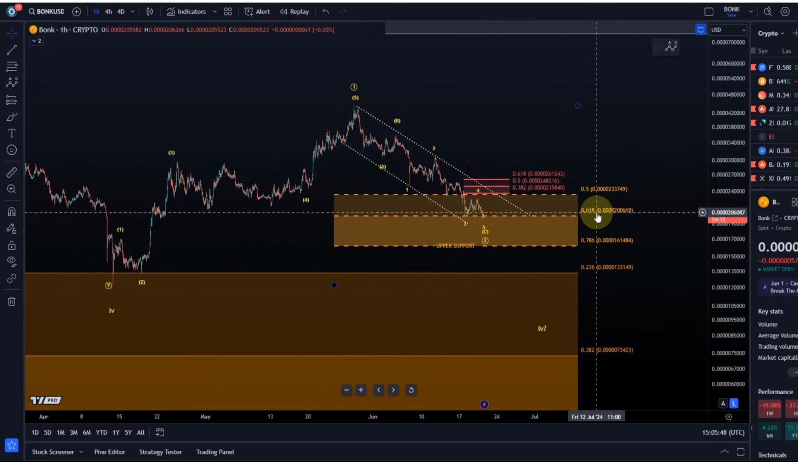But I forgot to mention the 61.8 retracement. This is at 200,669. And maybe we turn around here, right? Maybe we turn around here. And any further declines, if we see a break below 161,484, which is that important 78.6 retracement, as I said, it's likely going to be a different structure.